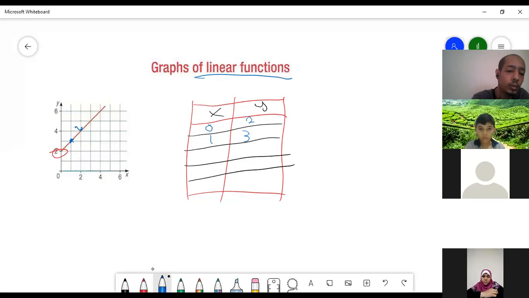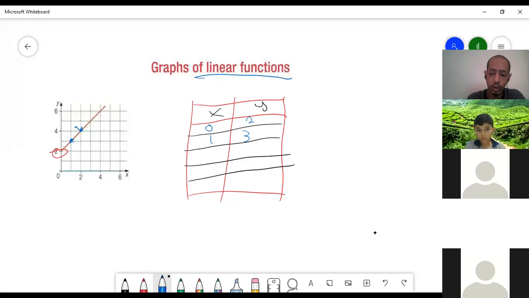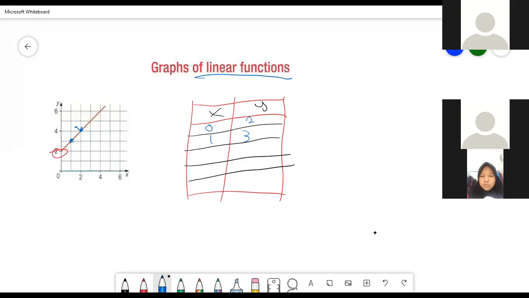Omar. Omar. Do you hear me? Can you hear me, Omar? Are you with us? Iman? It's 2 and 4. 2 and 4. Very good. What about this point?